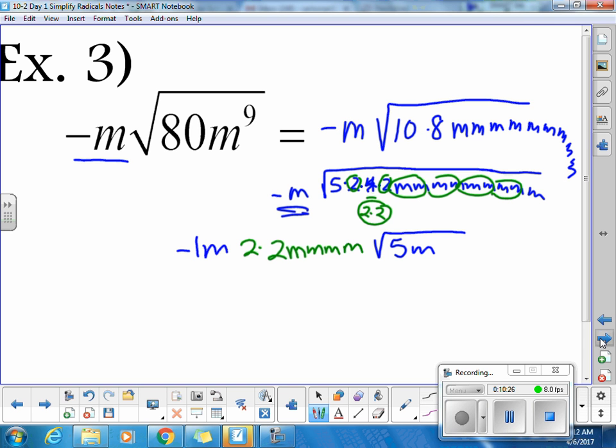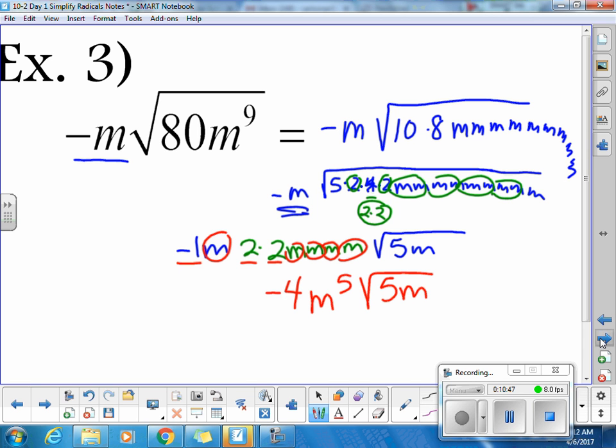This is like a negative 1m. So I'm going to multiply my numbers times my numbers. So I have negative 1 times 2, which is negative 4. And then I have m, 2, 3, 4, 5m, so m to the 5th, square root of 5m.